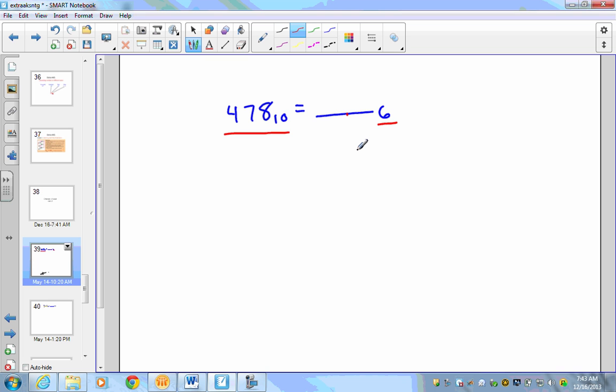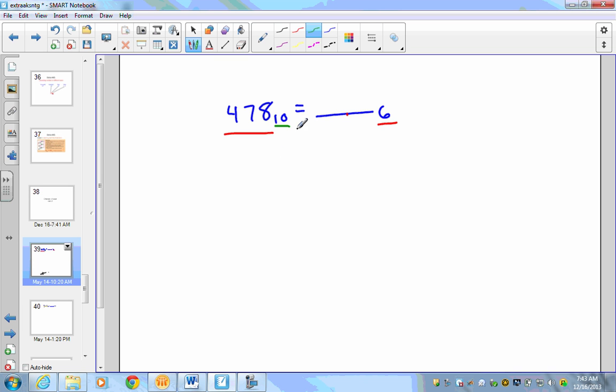Now, it's a pretty simple concept, but you have to make sure that you are comfortable with long division, because that's what we're going to have to do. All right, so here's what we're going to focus on. We're going to focus on two numbers. The first number being this 6 right here. The second number is the 478. Now, this 10 really has no meaning at this point in time. Basically, it's just telling us that we're starting from base 10, wanting to go to base 6.